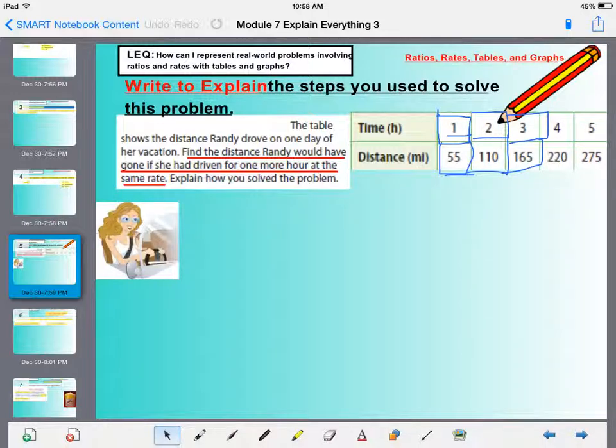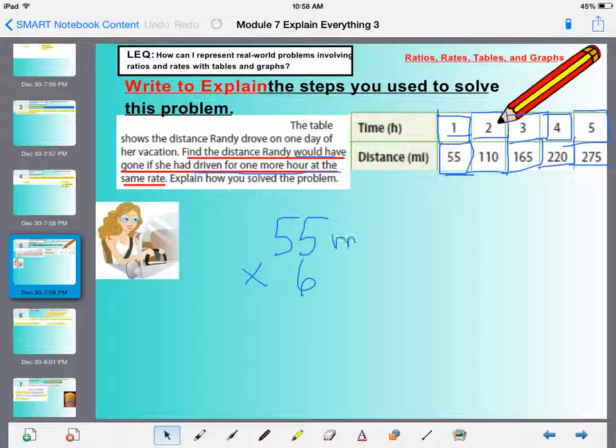So in 3 hours, she's traveled 165 miles. In 4 hours, she's traveled 220 miles. In 5 hours, she's traveled 275 miles. So you can answer this question one of two ways. You can either take the 55 miles per hour and multiply it by 6, because the question is asking if she had driven for one more hour, then how far would she have gone?